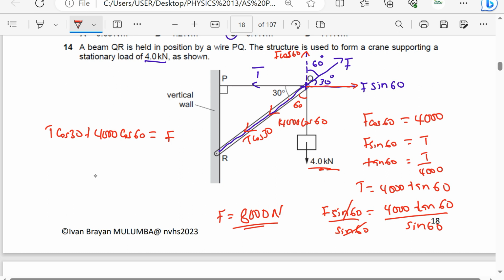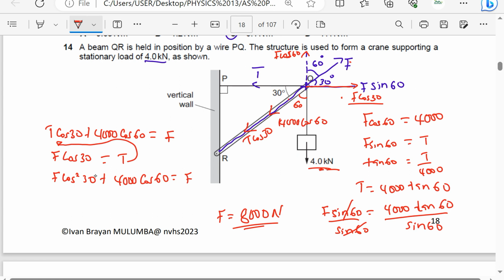But also I know that F cos 30 is equal to T. That is, if I resolve F in the horizontal using 30, it will be F cos of 30. So F cos 30 should be equal to T in the horizontal. So I can now substitute for this: where there is T, I put F cos 30, so it becomes F cos squared 30 plus 4000 cos of 60 should be equal to F.